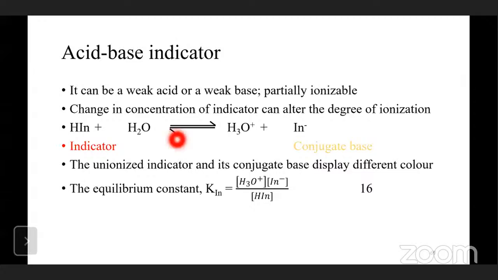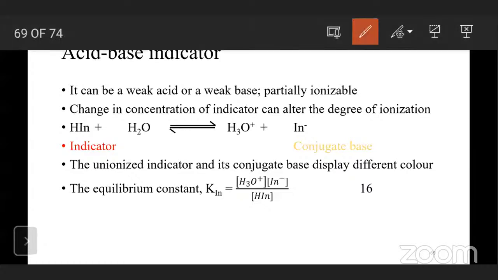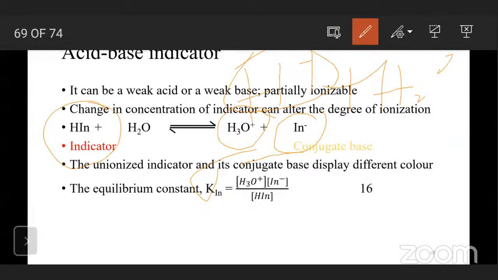Since this is an equilibrium reaction, to find the equilibrium constant you can apply this equation: K equilibrium is equal to the concentration of the hydronium ion, that is more or less like saying the hydrogen ion in solution, times the concentration of the conjugate base, divided by that of the unionized indicator. That is how we can calculate the equilibrium constant for the indicator. And that is our equation 16.